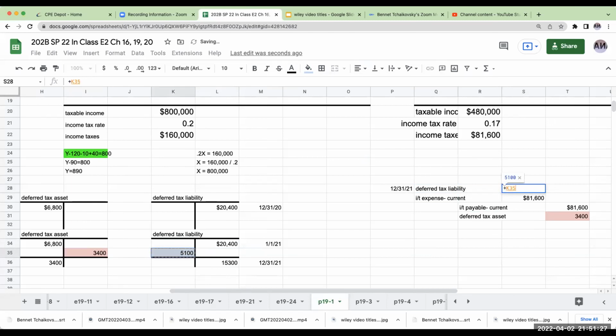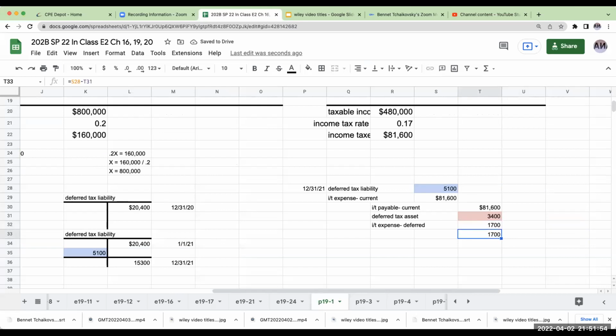So my deferred tax liability is going to be 5,100. What do I need to do to balance? The amount I'm going to need to balance is the difference between the 5,100 and the 3,400, or the 1,700. I would normally be calling this income tax expense deferred. However, in this case, can we have an expense that is a debit balance? Well, the answer is yes, but we can also rewrite this journal entry.